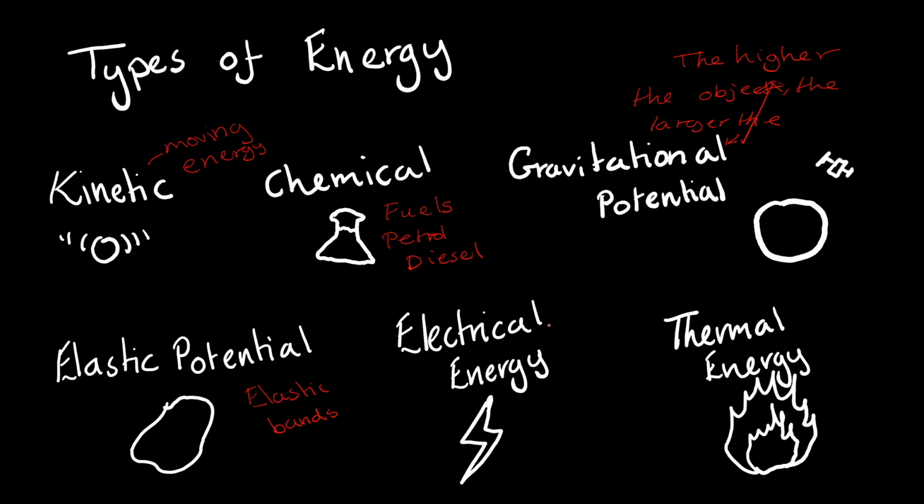Okay, electrical energy, that's probably the more obvious one. So electrical energy is energy of electricity. So things have electrical energy transferred to them. And then you have thermal energy, which is heat. So thermal is obviously the hotter the object, the more thermal energy it has. That's always the one that's quite easily remembered, isn't it?